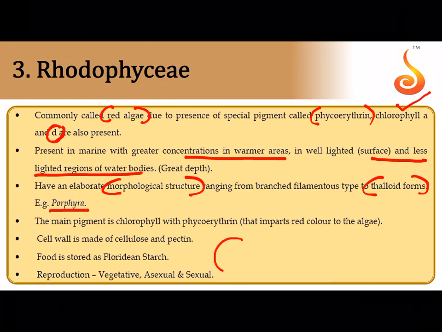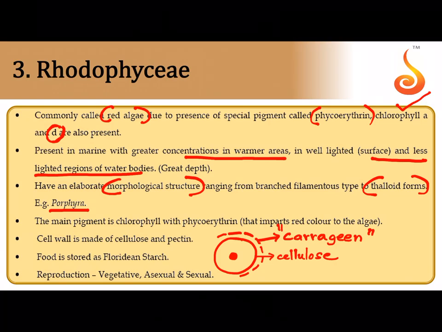Actually, if this is the cell, imagine this is the cell of a red alga. There is cellulose inside, and outside again, like we saw, there are hydrocolloids which are present, and this hydrocolloid is called carrageen. Okay, now these hydrocolloids retain a lot of water in them. And how do they store reserve food material? They store reserve food material in a modified form of starch which is referred to as the Floridian starch.